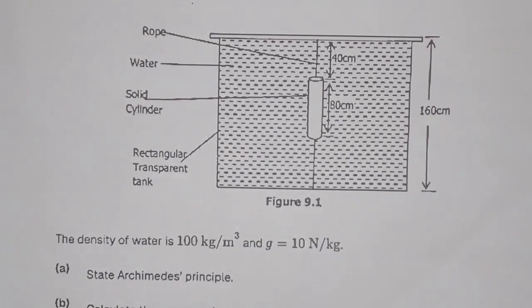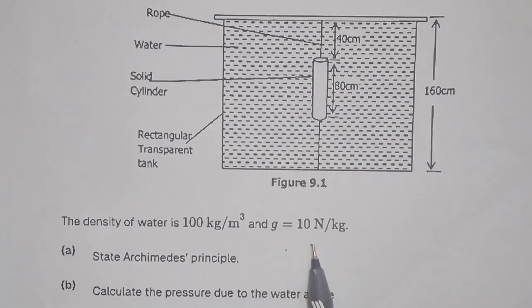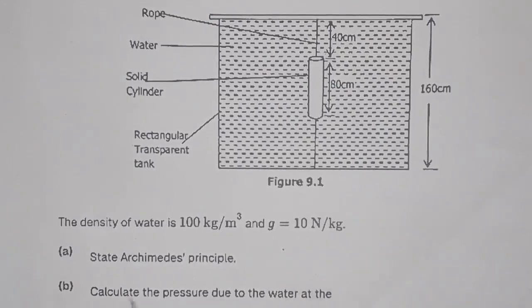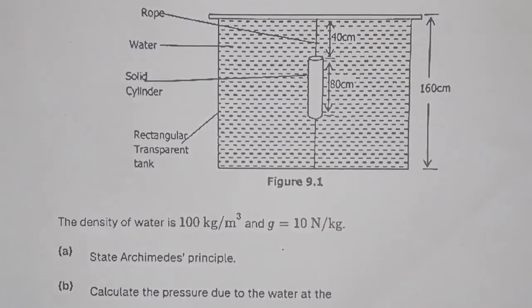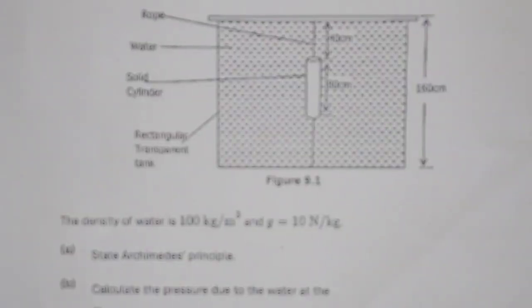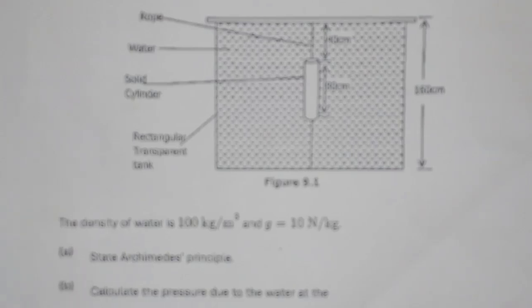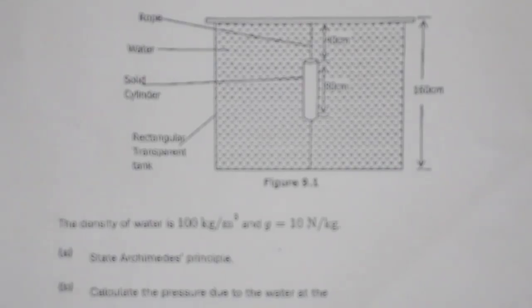The first question reads, the density of water is 100 kg per meter cubed and gravity is equal to 10 Newton per kg. State Archimedes principle. So we have been told to state Archimedes principle. Archimedes principle states that when an object is wholly or partially immersed in water, its upthrust is equal to the weight of the water displaced.